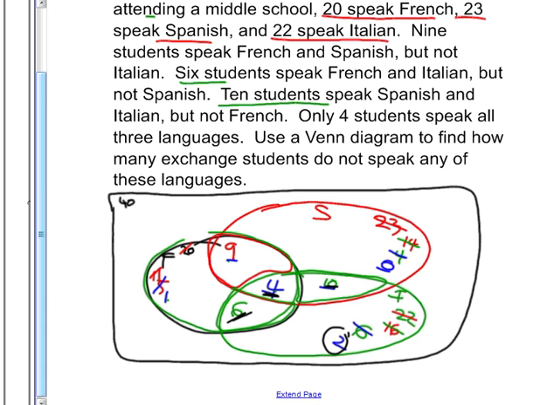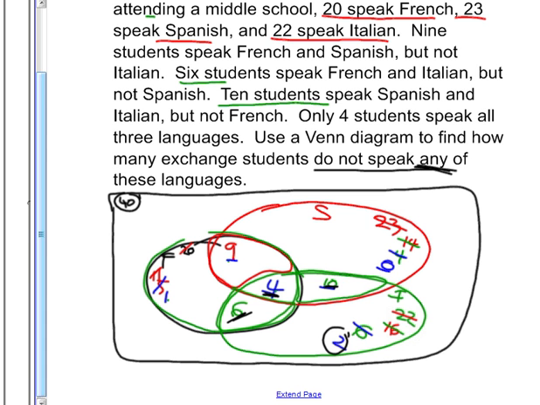The question asked me to use a Venn diagram to show how many exchange students do not speak any of the languages. Well, there's 40 total to start with, so how many students are represented in these squares? If I look at this, I can add up each of these numbers.